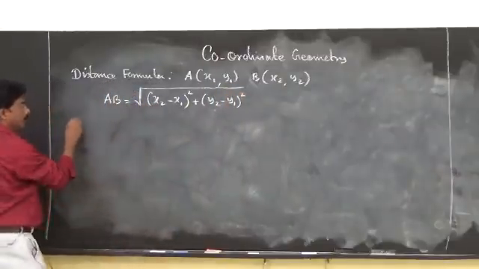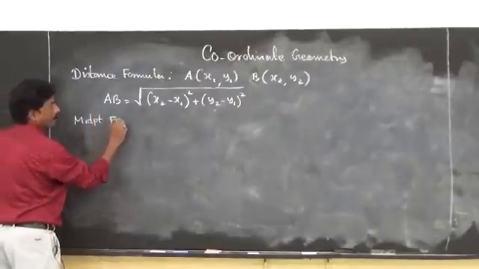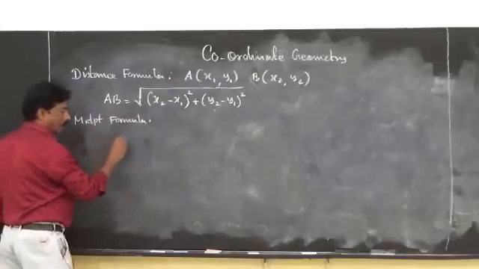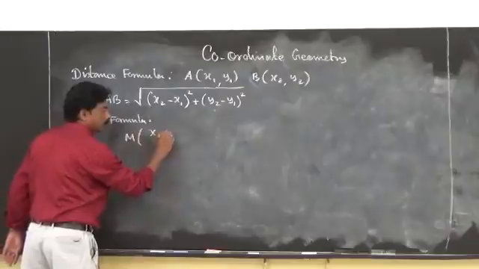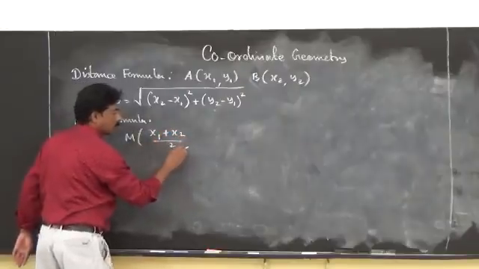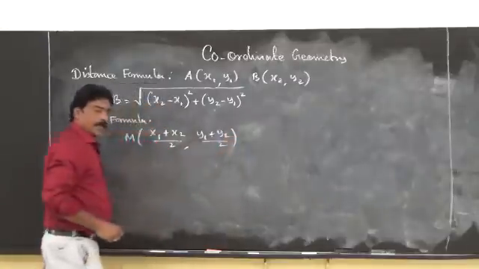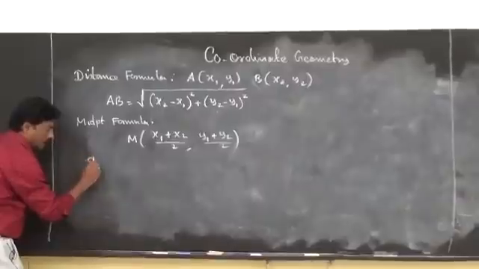Then we learned midpoint formula. For the same 2 points, how did we find it? We represent midpoint as M. So x1 plus x2 by 2, comma y1 plus y2 by 2. That is midpoint formula. Then one more formula we learned, section formula.